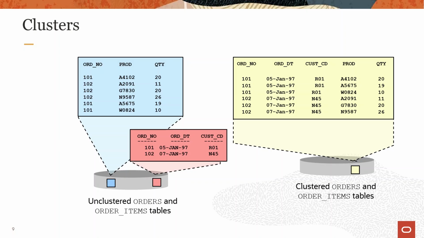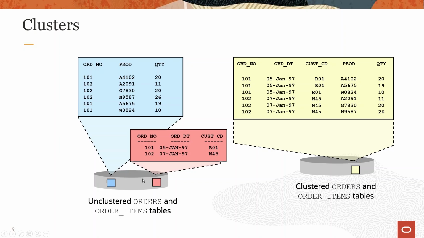However, there are other types of tables that can be used. One of them is clustered tables. So clusters are an optional method for storing table data. So let's say, for instance, that you have a table orders and you have a table order items.